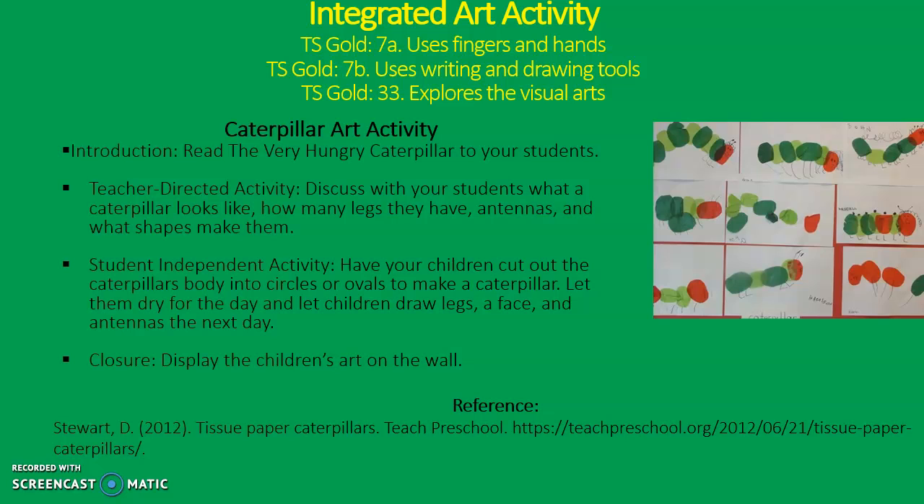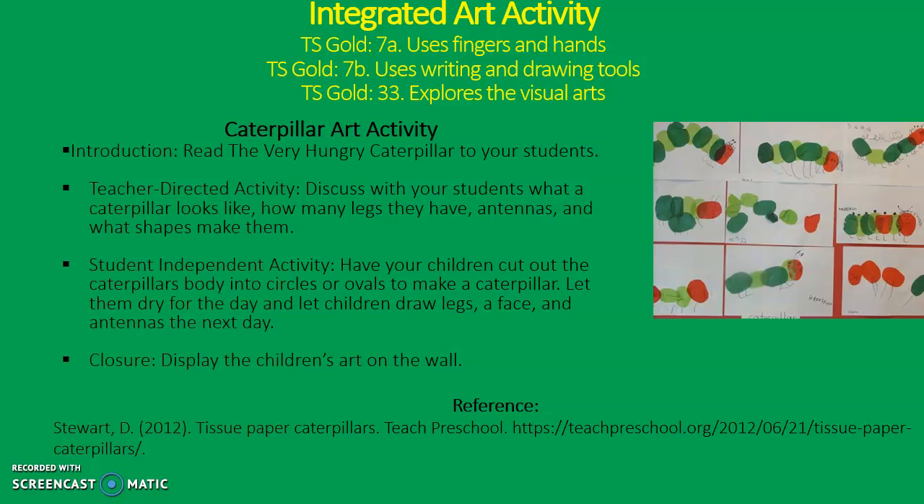So for the introduction, we're going to read The Hungry Caterpillar again. And this time I want to ask prompting questions to see if my children can remember information from before. Before I even mention it, I want to see if they know what happens. So for the teacher-directed activity, discuss with the students what a caterpillar looks like. For instance, how many legs they have, how many antennas, and what shapes make them.